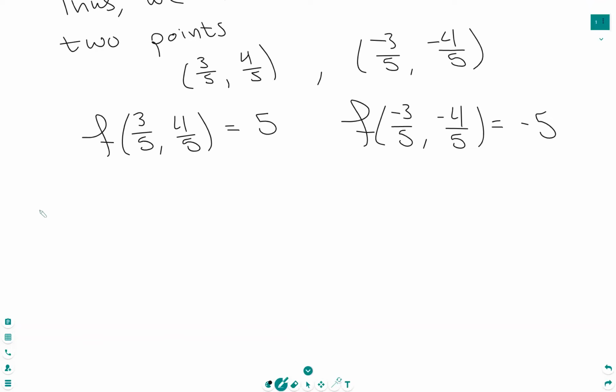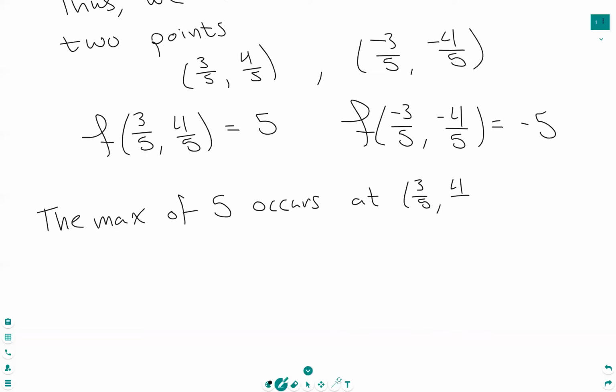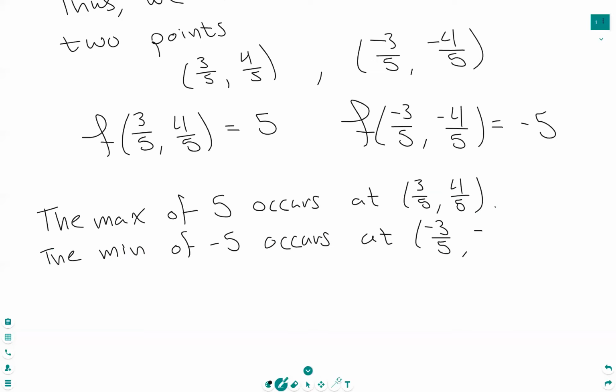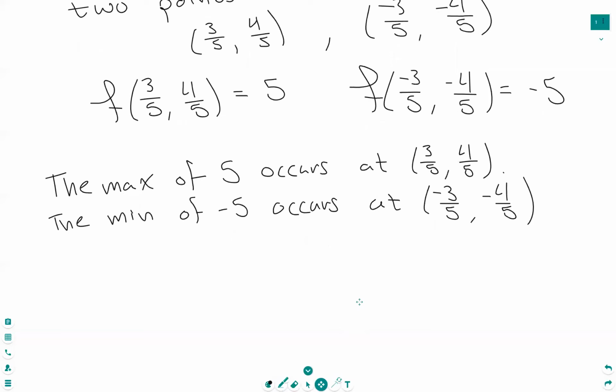So the max of 5 occurs at 3/5, 4/5, and the min of negative 5 occurs at negative 3/5, negative 4/5. Okay, and that's the end of this example.